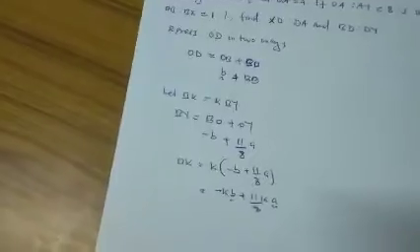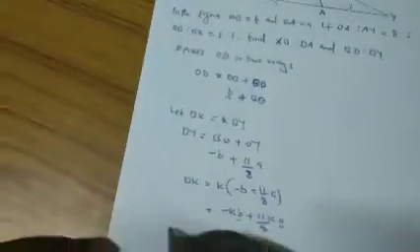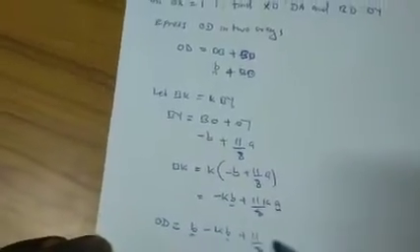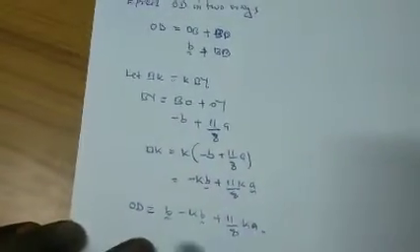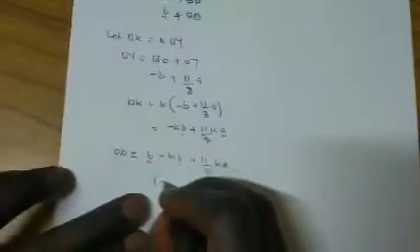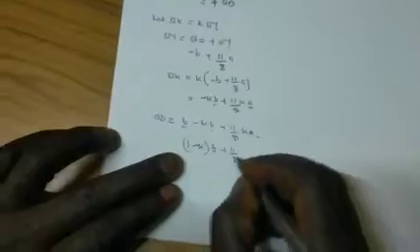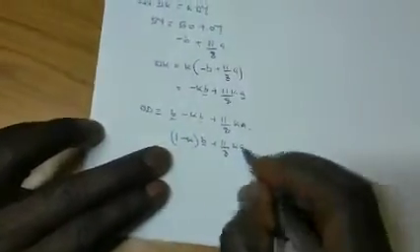And therefore, we can now get OD. OD will be OB, which is b, minus kb plus 11 over 8 ka. And here we have 1 minus k into b plus 11 over 8 ka.